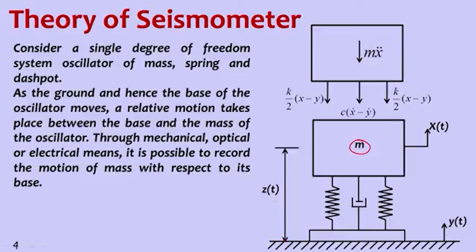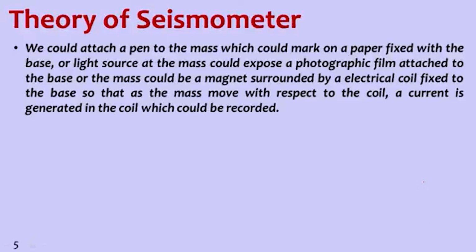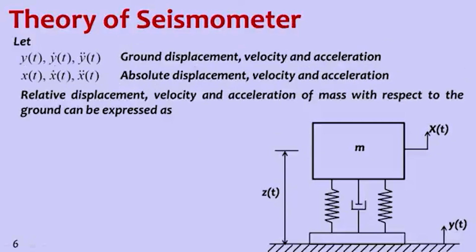So, let y be the ground displacement, which we do not know. We do not know how to measure it right now. And let x be the displacement of the mass, and z is the relative displacement between these two. If we draw the free body diagram, y dot and y double dot are ground velocity and ground acceleration respectively. x dot and x double dot are absolute velocity and absolute acceleration of the mass itself.